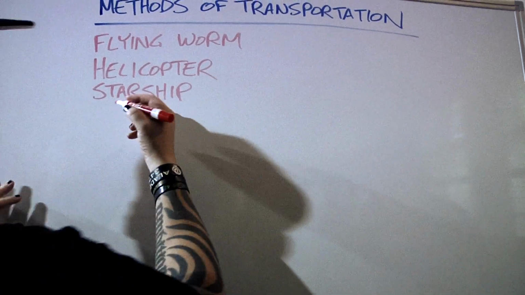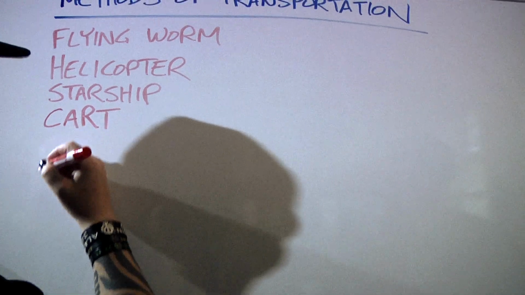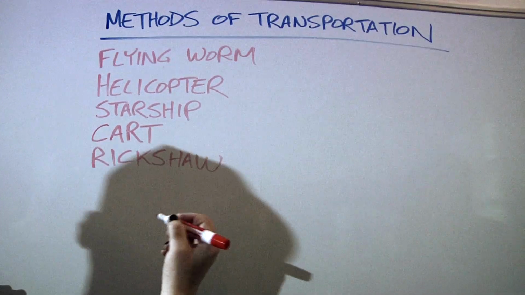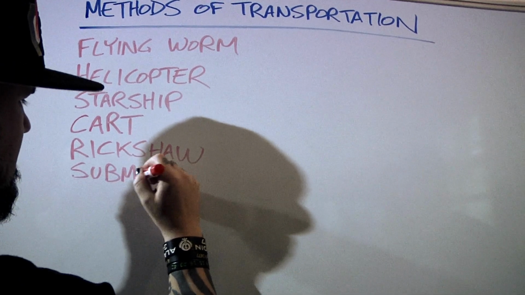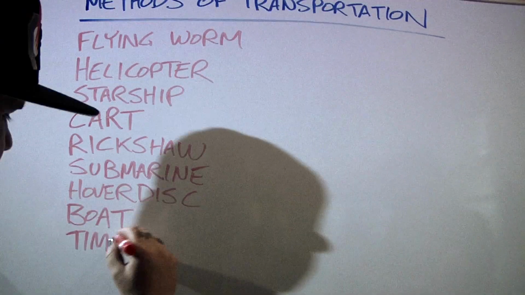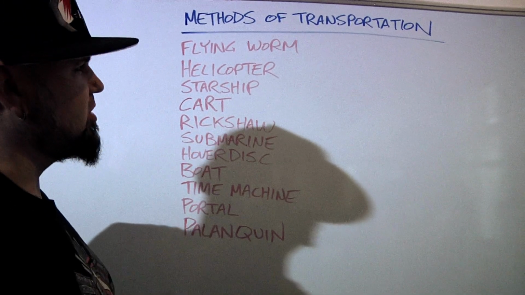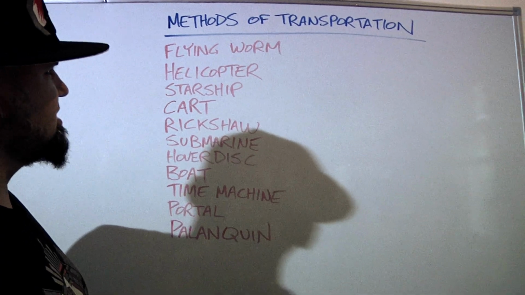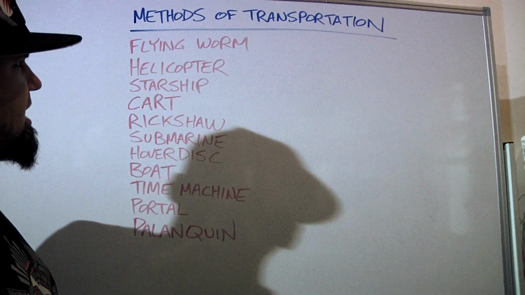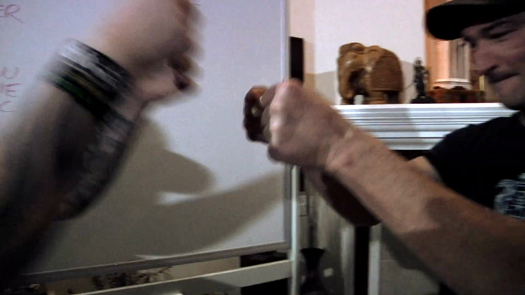Cart. Just a cart. Very exciting. Rickshaw. To the Bronze Age. Rickshaw. There could also be a submarine, something underwater. Hover disc. Ooh, boat, time machine, portal. Since you're going to do something more organic, I'm going to do something a little more man-made, something futuristic, maybe something inspired by Aladdin. All right, let's do this.